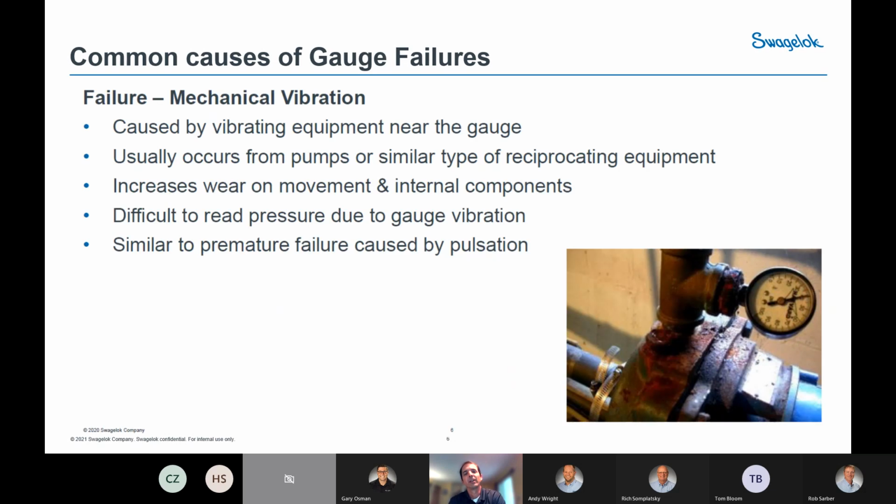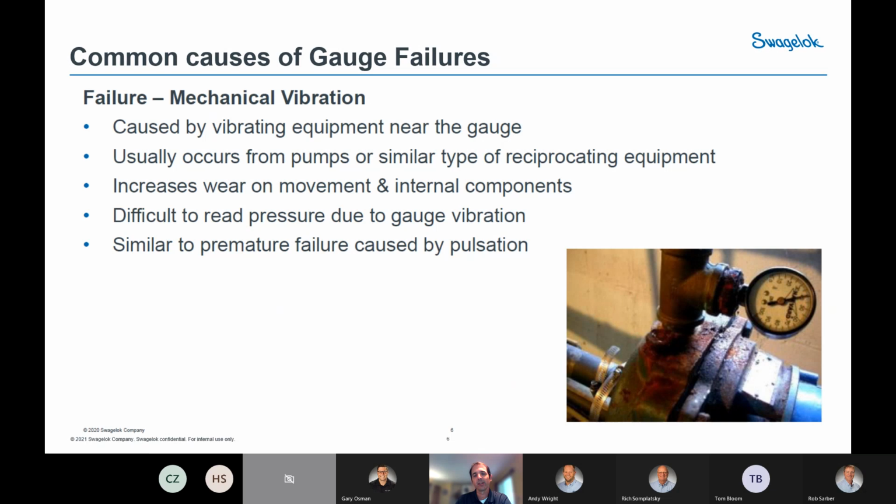So mechanical vibration is caused by an external source, usually a piece of vibrating equipment that's near the gauge. Typically, it's going to be a pump or some type of rotating or reciprocating equipment, which tend to cause a lot of vibration. The issue is that it increases wear on the movement and internal components of the gauge, and it makes it difficult to read the pressure because vibration usually translates into the gauge as the needle fluttering, so it's harder to read.